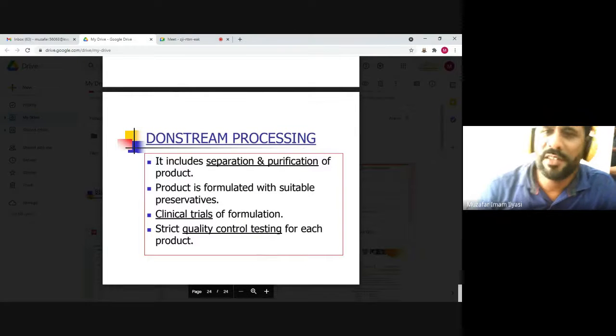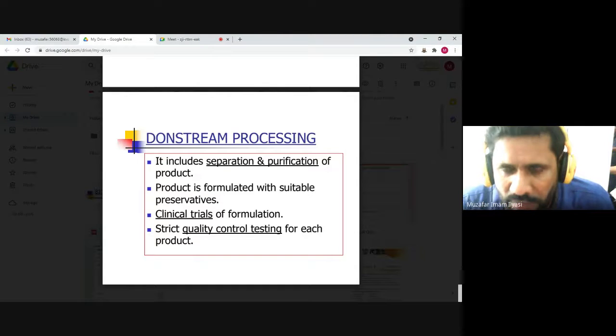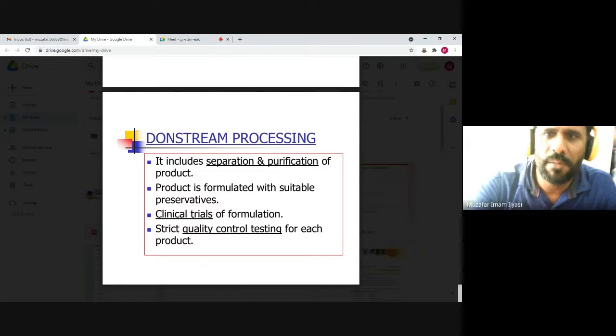And the last is the downstream process. Before going to market, it is better to preview all the things. It includes separation and purification of product. Product is formulated with suitable preservatives. Clinical trials of formulation and strictly maintained quality control testing for each product.